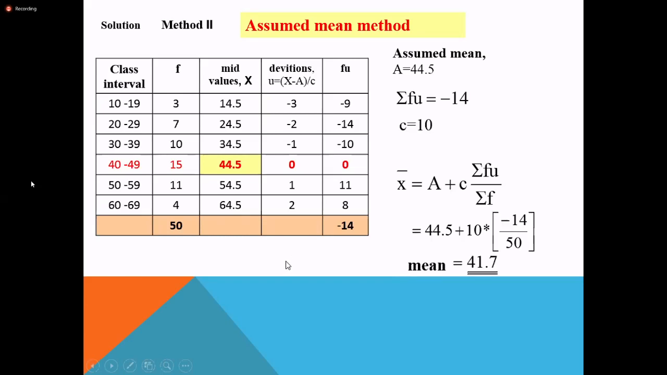Right? So we completed the two methods of how to calculate the mean of the frequency distribution. This is the method. This is just an example. For any frequency distribution, these are the methods you can use to calculate the mean.